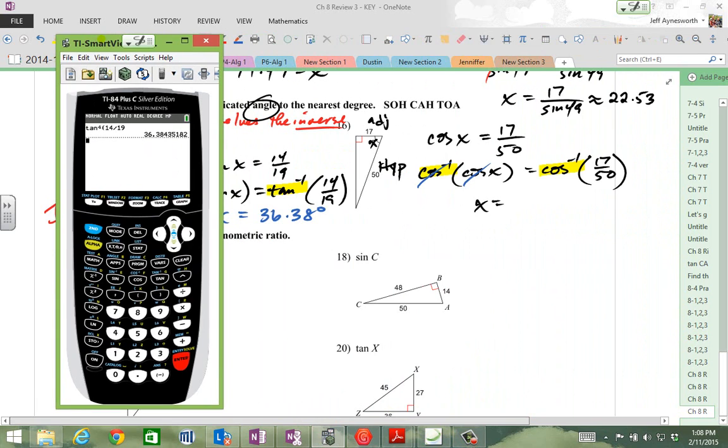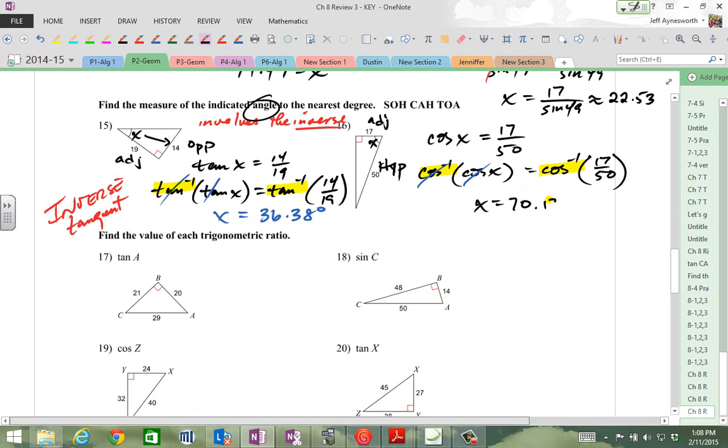There we go. So the inverse cosine of 17/50 is about 70.12 degrees. So 70.12 degrees. Okay, it looks like a pretty good size angle, and I got a good answer. Okay, because now I'm checking my work and I'm not making any silly mistakes. All right, so what I did right here is I took the inverse cosine of both sides.